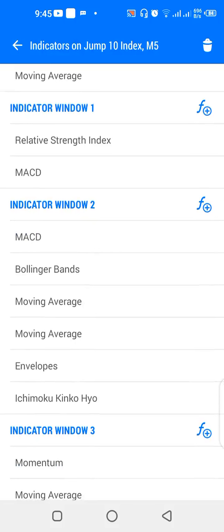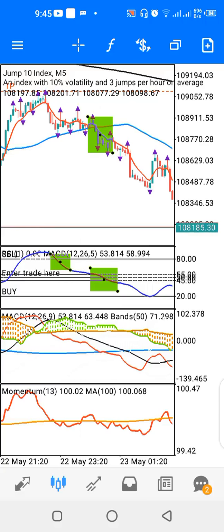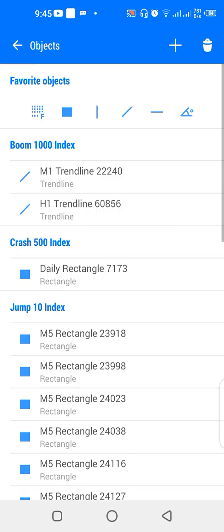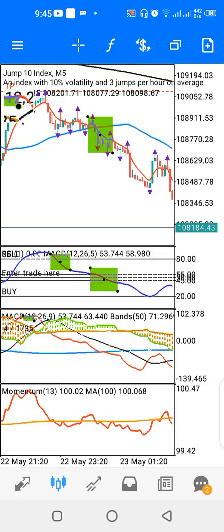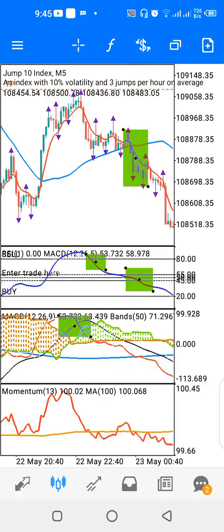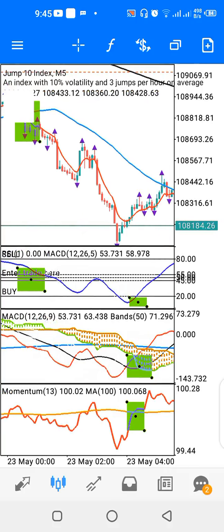So that's that for indicator window 2. And of course, like I said, when the red and the black moving average drops into the cloud, you have your sell signal. When it rises up into the cloud, like you have around here, you have your buy signal. All right.